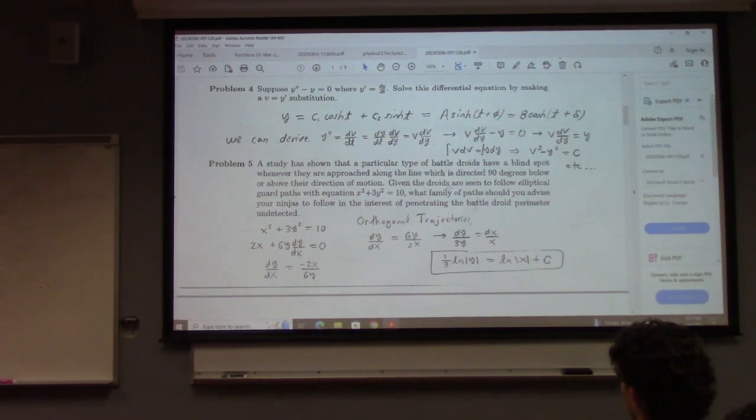Problem 5 is just a really stupidly worded orthogonal trajectory problem. Yeah? Later, can we go over the v dv/dy trick, just to make sure I can remember it? Not right now. It's okay. There's no time like the present.